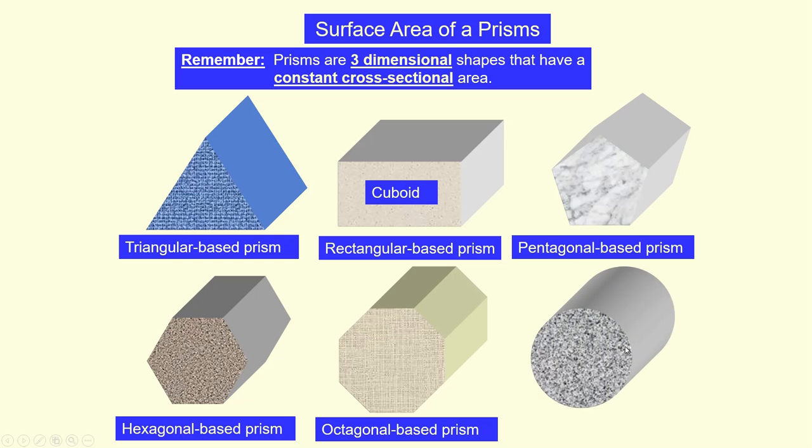And the last one we've got here, a circle. So it's a circular base prism, otherwise known as a cylinder. Okay. So mark your work, use your green pens. If not, use whatever pen you've got, and we move on.